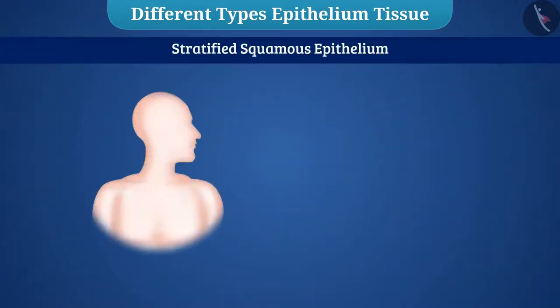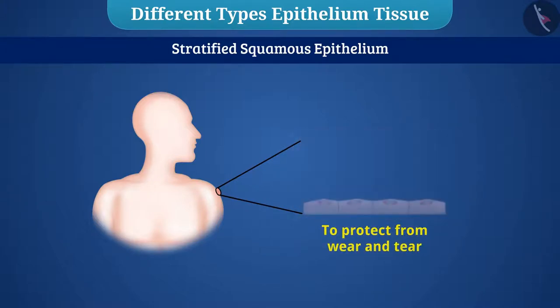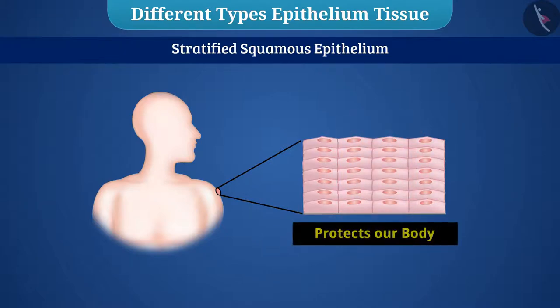To protect the epithelial cells of skin from wear and tear, many epithelial layers are present in the skin. Since the epithelial layers of skin are arranged in a pattern, it is called stratified squamous epithelium. This epithelium protects our body.